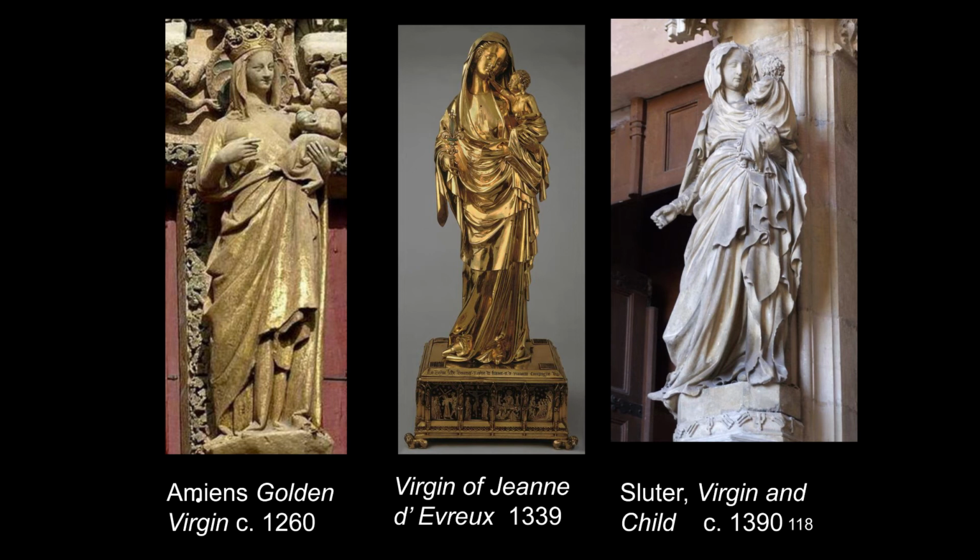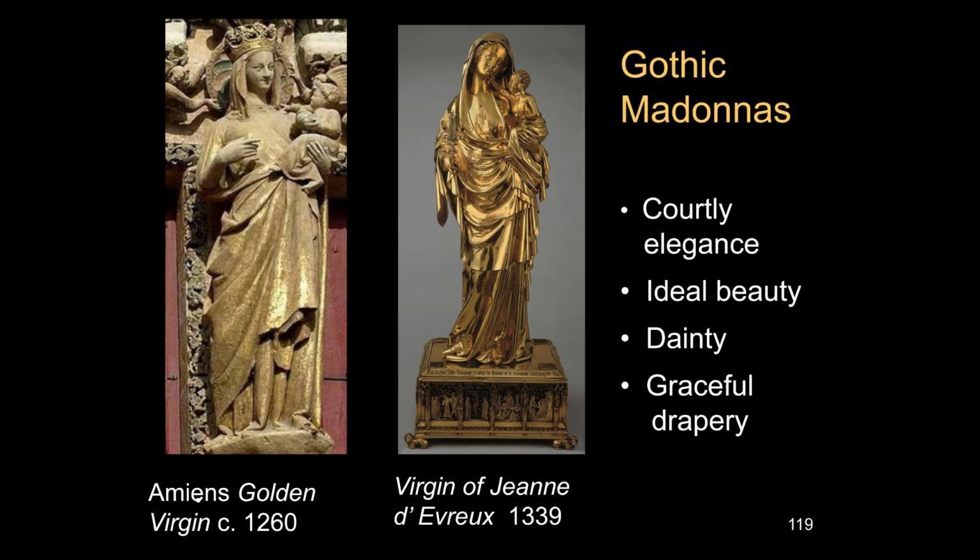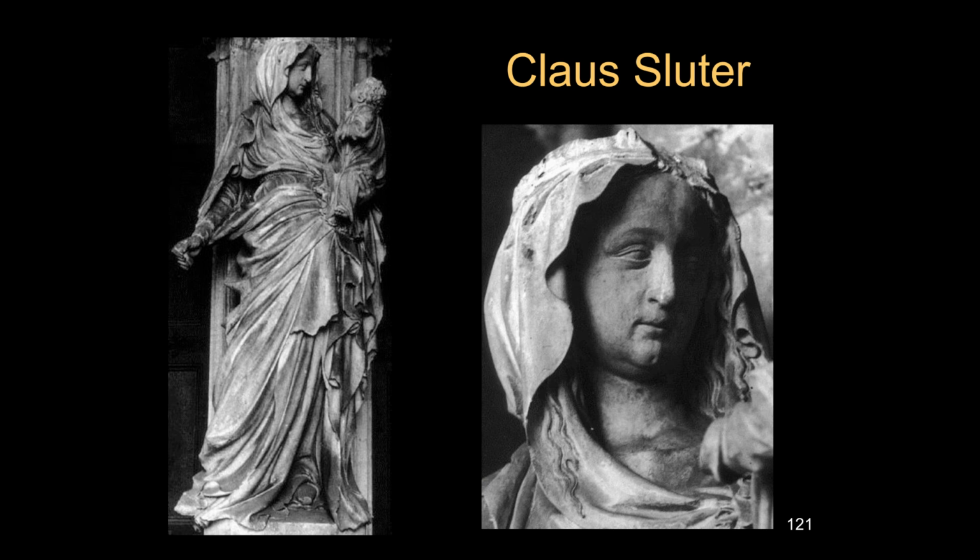Sluter's Madonna has a similar pose. We talked about the difference of the outstretched hand, of course, and all of the bunched and massive and vibrant movement of the draperies, but also the fact that the Virgin looks like an ordinary woman. And that is an example of the naturalism of the time. From courtly elegance to greater naturalism, the masses of the drapery on Sluter's Madonna.